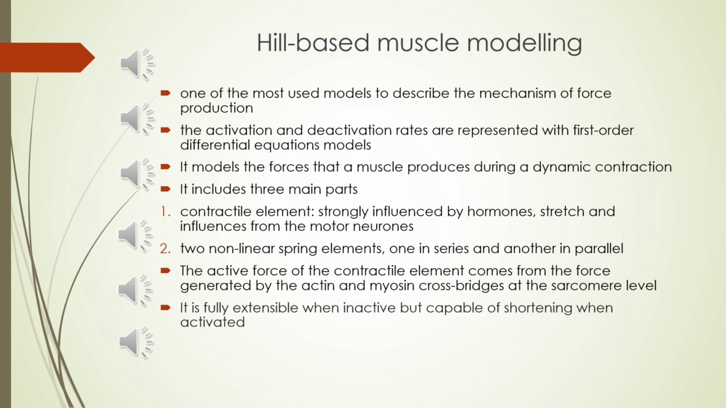Hill-based muscle modeling includes three main parts: a contractile element and two nonlinear spring elements. The contractile element is strongly influenced by hormones, stretch, and influences from the motor neurons. Of the two nonlinear spring elements, one is in series and the other one is in parallel.